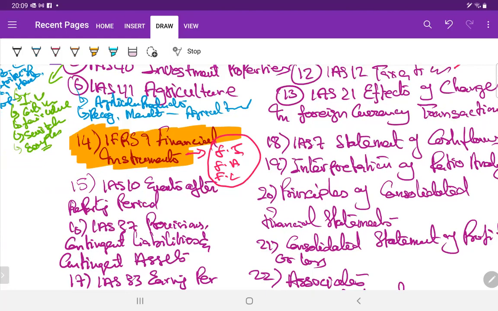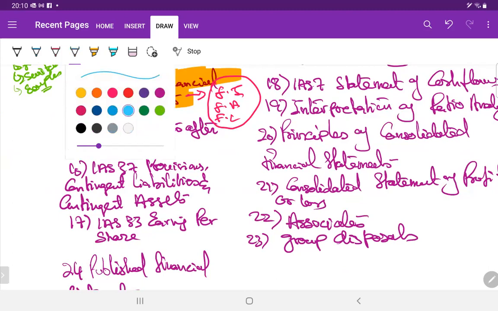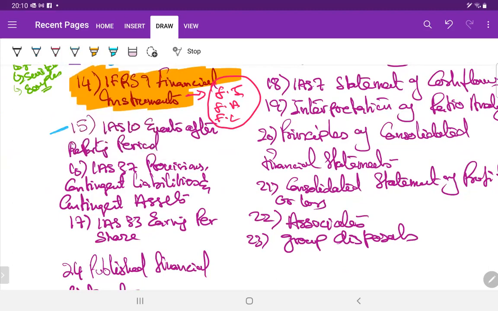Then we will have some easy peasy accounting standards, which include IAS 10, Events after the Reporting Period. What are adjusting events? What are non-adjusting events? How to classify them? Those details will be covered in this standard.